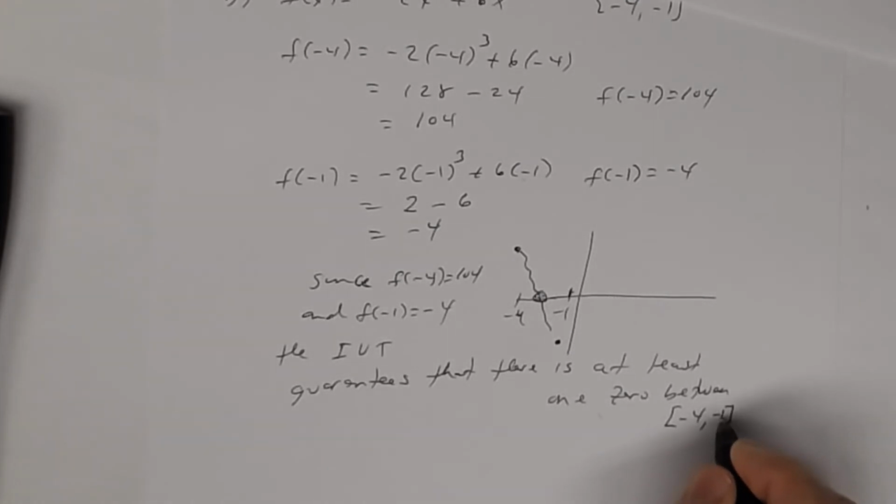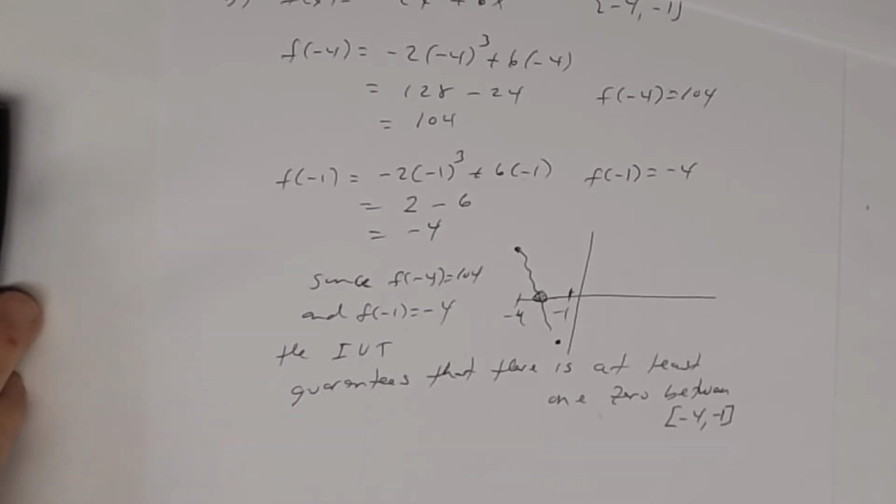Oops, forgot to put the negative 1. So between negative 4 and negative 1. All right, so that was B. So let's do C. So here's C.